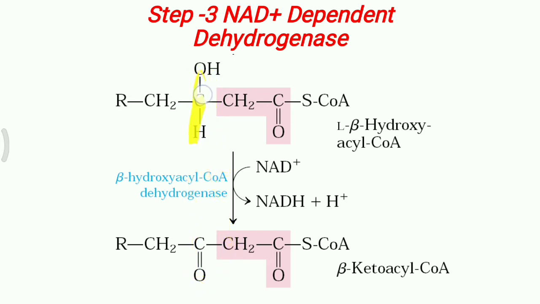2 hydrogen is removed from the single carbon, so it is now converted into the keto group. So it is now called a keto-acyl CoA. First, 2 hydrogen is removed, making FADH2; again H2O molecule is added, again 2 hydrogen is removed, making NADH, and it is now ultimately made up into keto-acyl CoA.